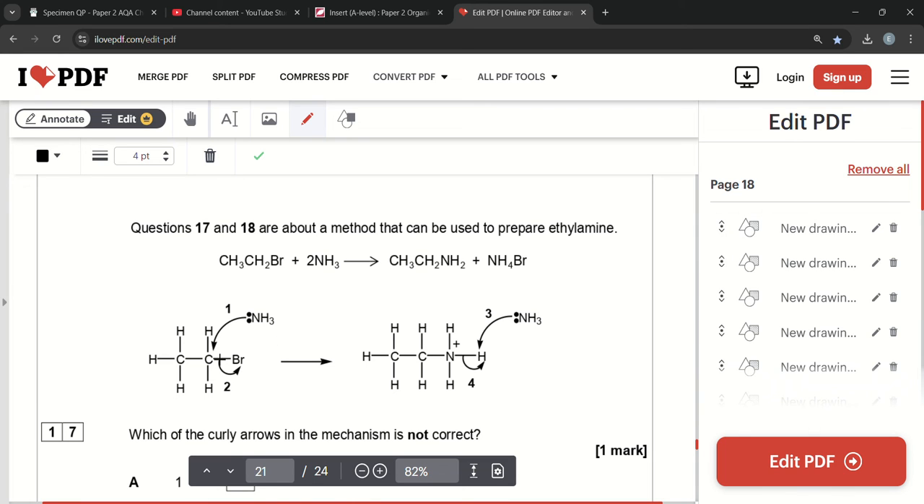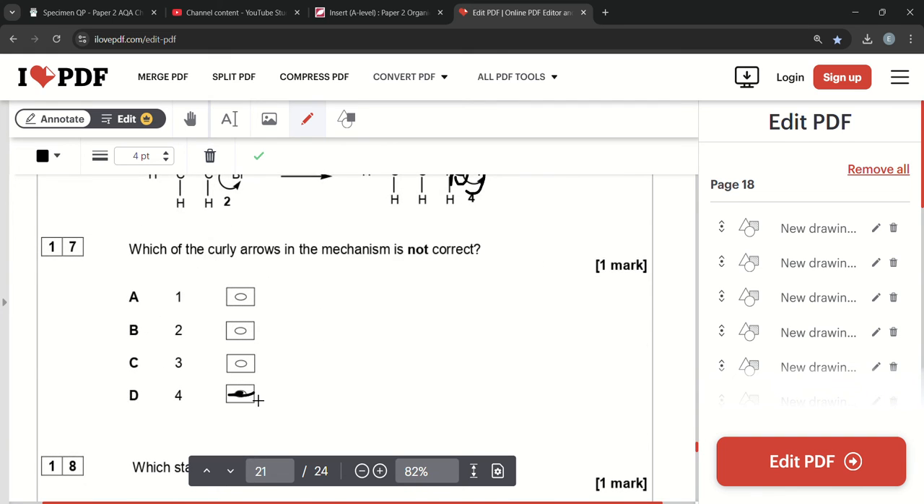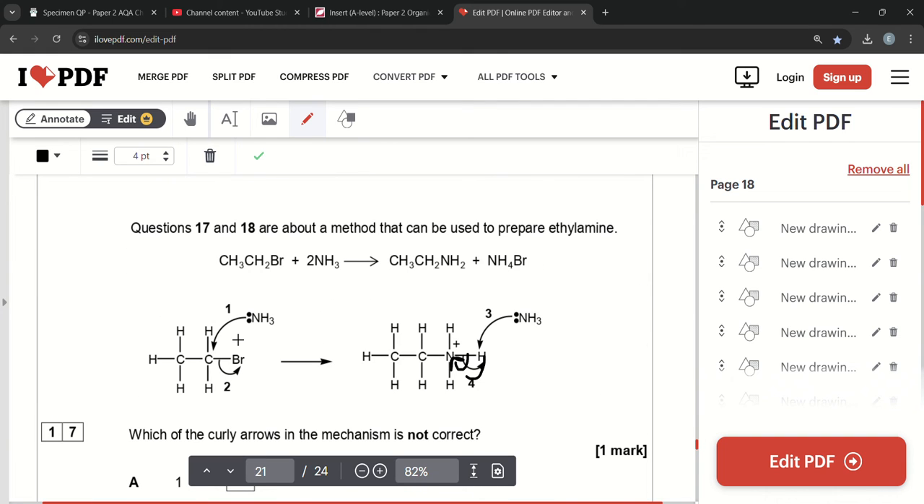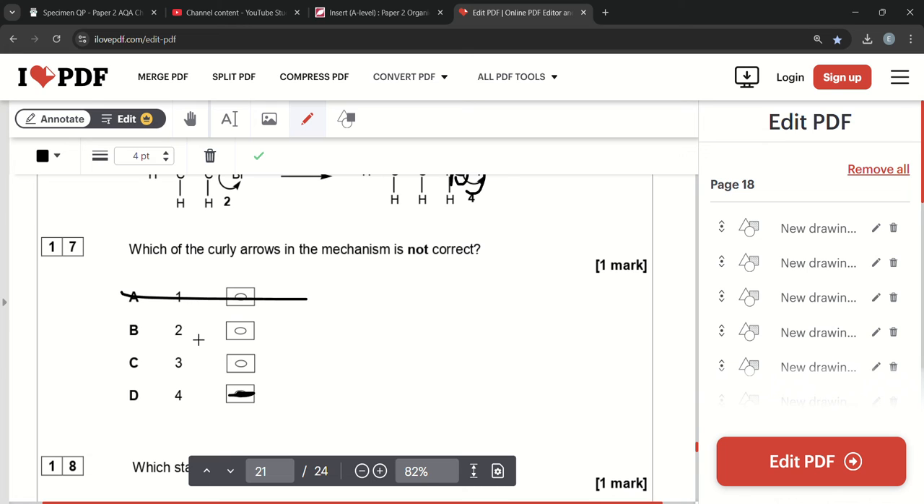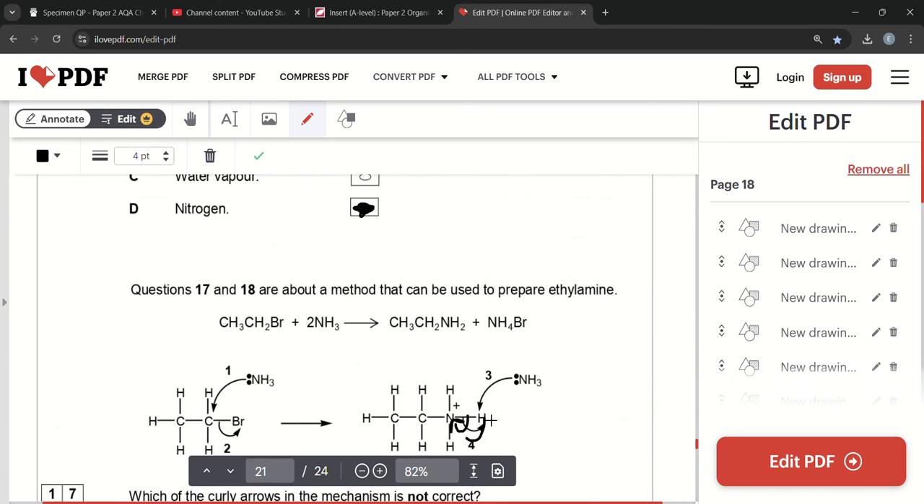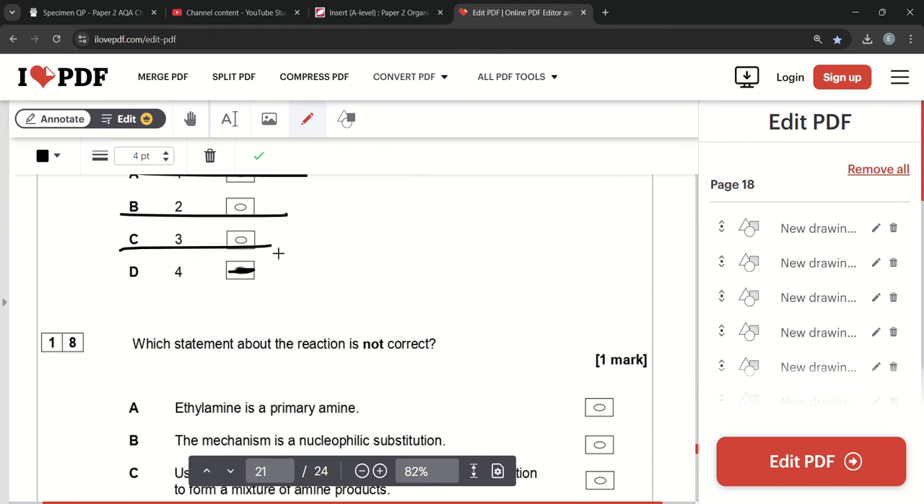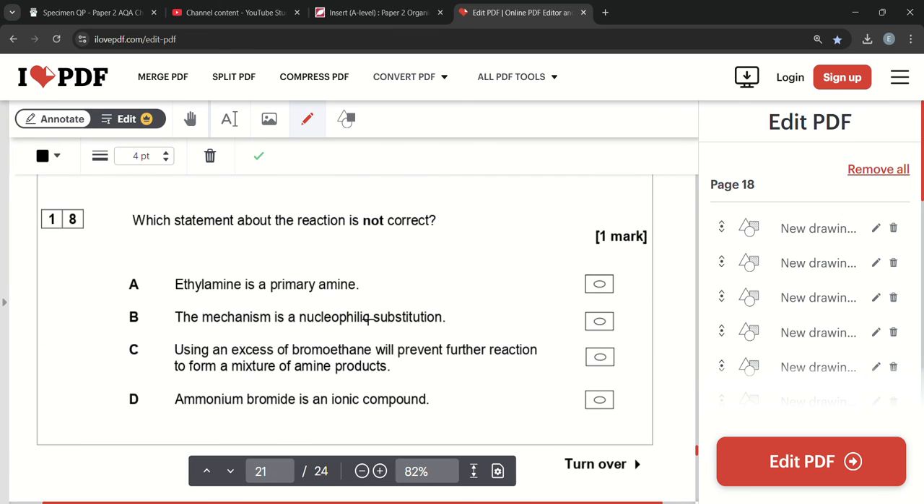Lone pair of electrons attacks carbon, C-Br bond breaks. Then it's the opposite way. Not only that, the arrow should go from the middle to the nitrogen. So yeah, the fourth one is completely incorrect. First one, yeah, attacks the carbon, C-Br bond breaks. That's correct. And the third one, it takes a proton, acts as a base. That's absolutely correct.